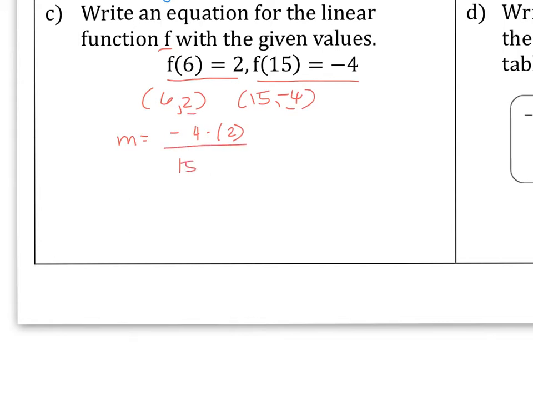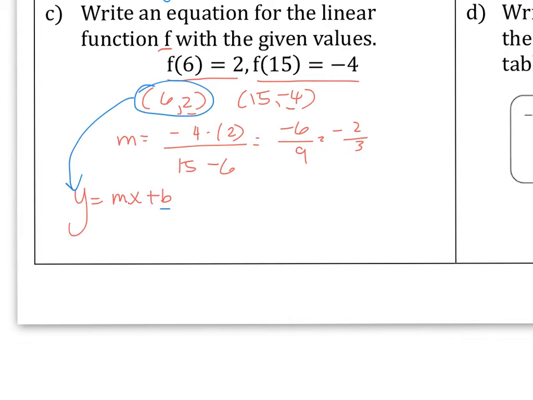15 minus 6, negative 6 over 9. So our slope is negative 2/3. And now I need to find out what my y-intercept is. So I'm going to choose the easier point and sub it in here.